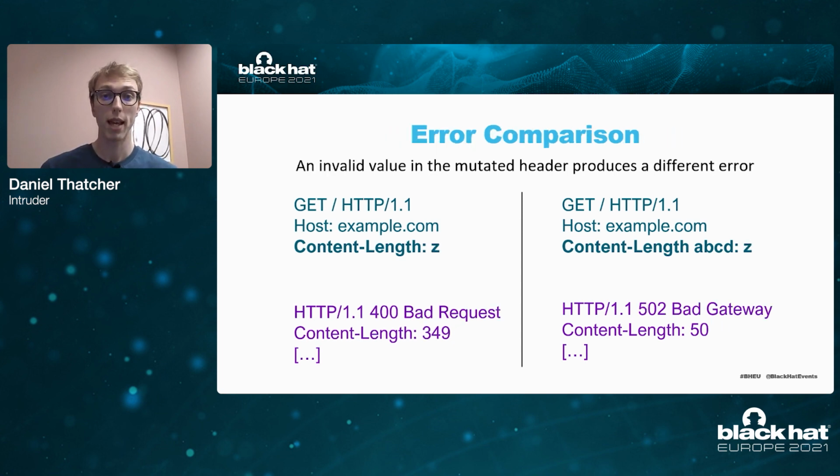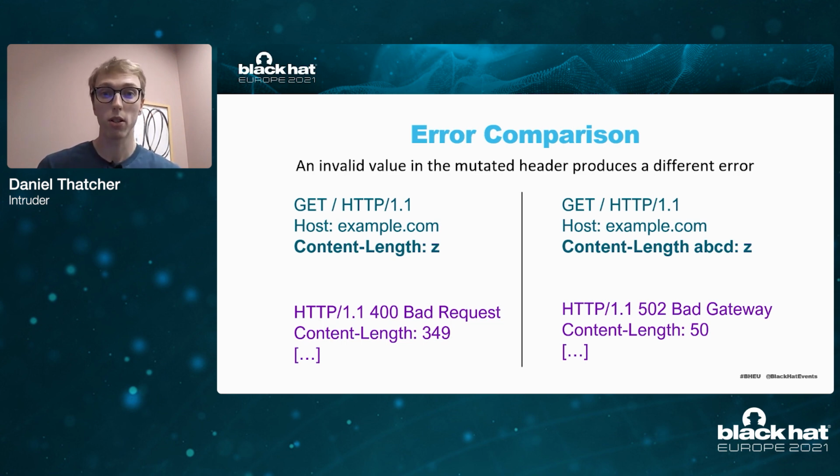We also need to compare the errors. Now, importantly here, with our mutated and unmutated header, when we put an invalid value in them, we get different errors. And this suggests that the errors are coming from different servers, which are erroring when they see an invalid value in the content length header. So one of our servers is reading the unmutated content length header, whereas another one seems to be parsing our mutated header.